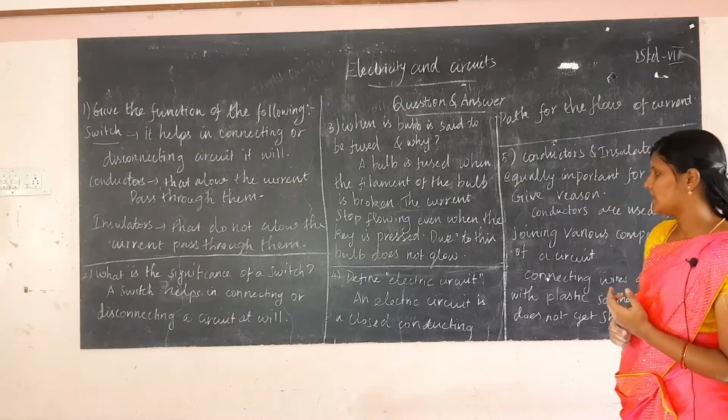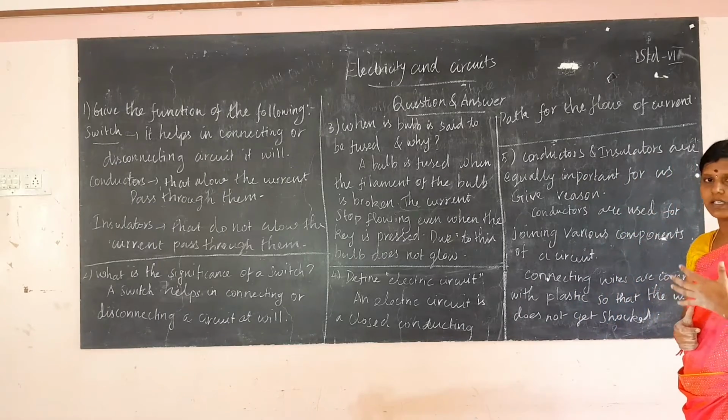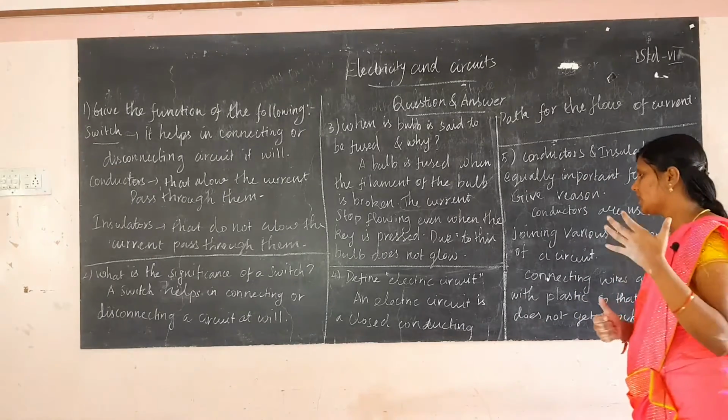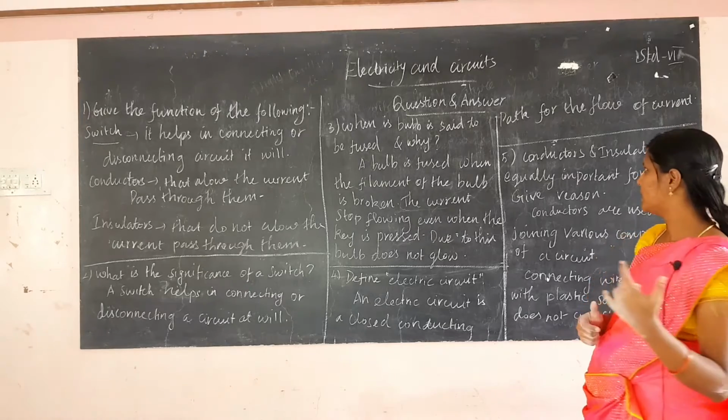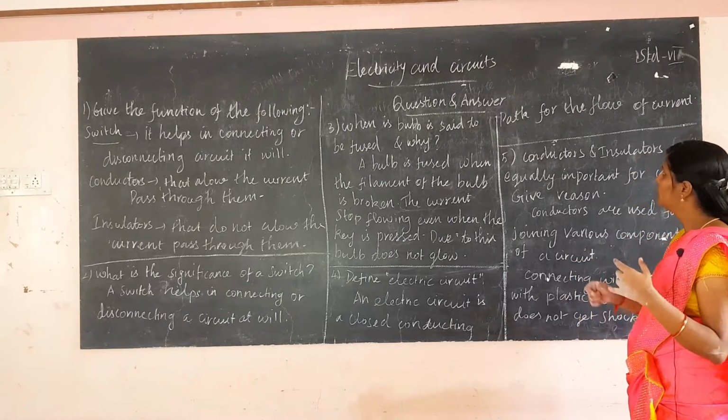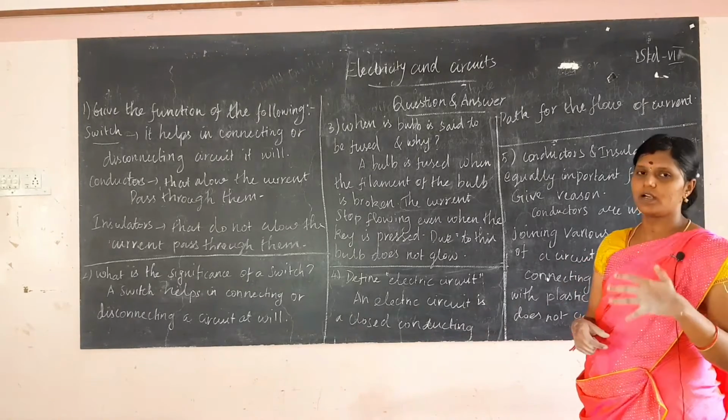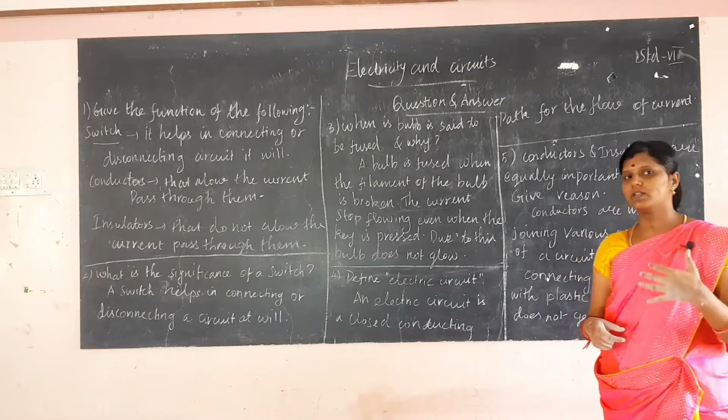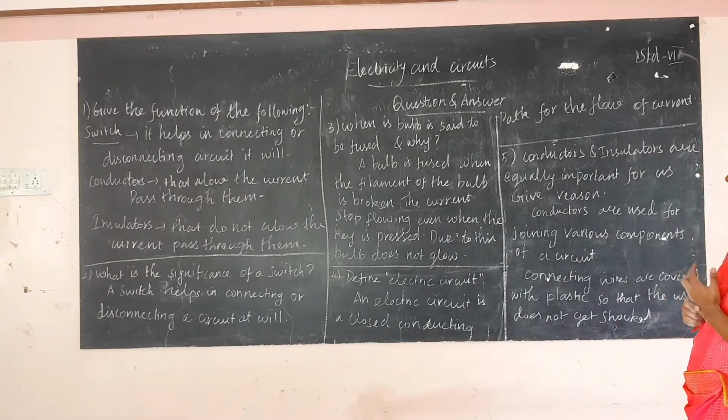And define electric circuit. What is an electric circuit? An electric circuit is a closed conducting path for the flow of current. Current flow ஆகிறதுக்கு ஒரு closed path வந்து தேவை, அதுதான் என்ன சொல்றோம் electric circuit.